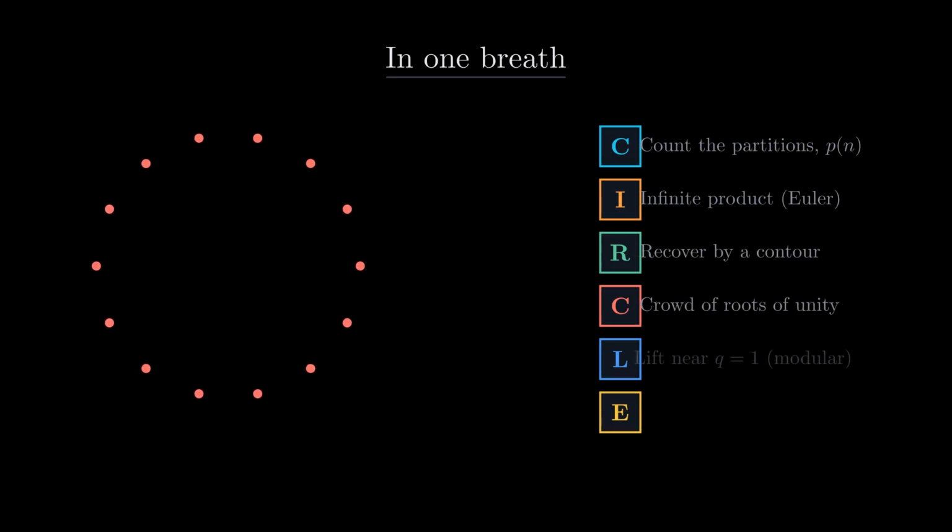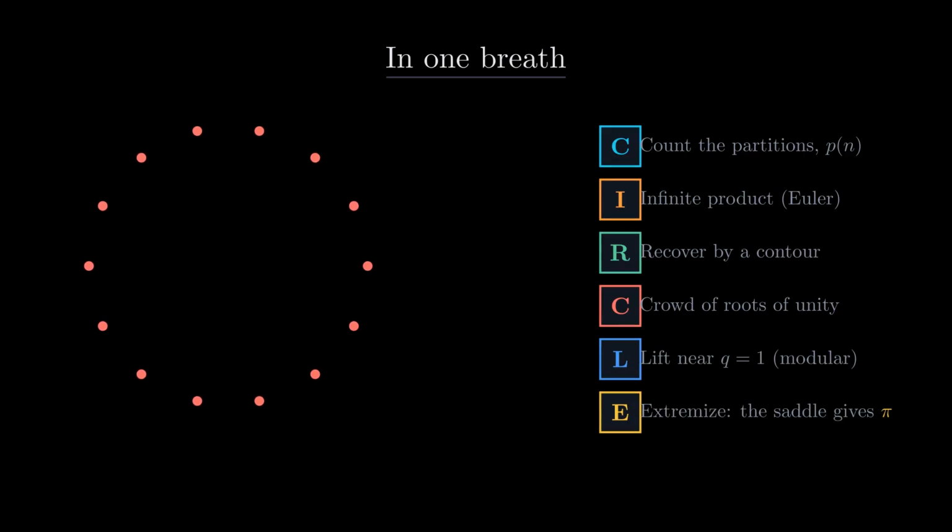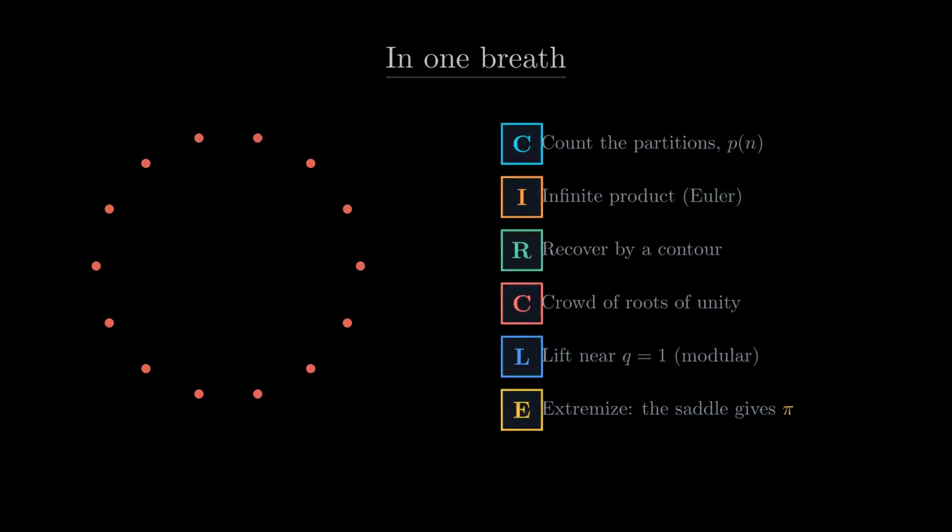One last thought to carry with you. Our series only got close, then rounded. But years later, Rademacher found a way to make it exact. A convergent series that gives p of n on the nose. How?